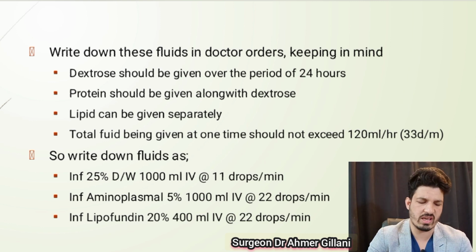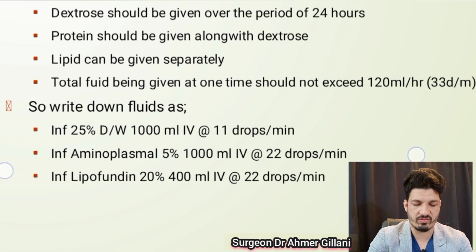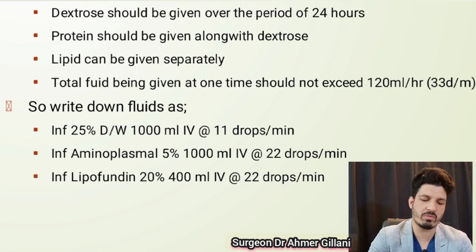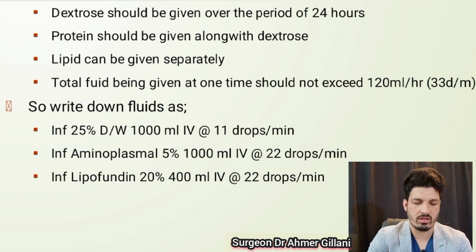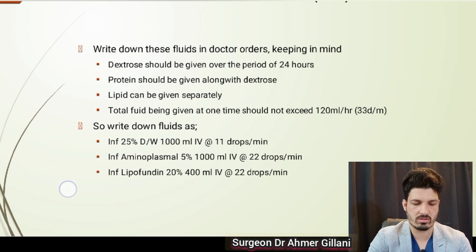So write down the fluids as infusion 25% dextrose water 1000 ml IV at 11 drops per minute, and infusion Aminoplasmal 5% 1000 ml IV 22 drops per minute, and infusion Lipofundin 20% 400 ml IV 22 drops per minute. So this is the right way to write the fluids in your round orders.